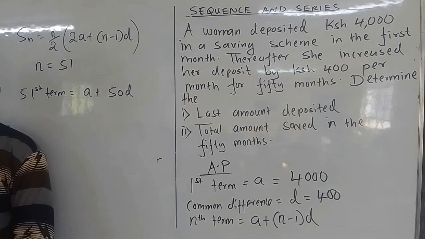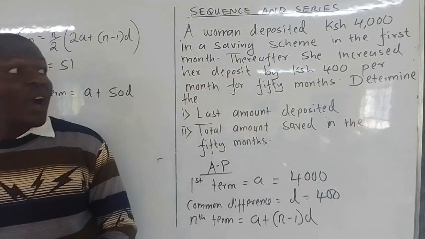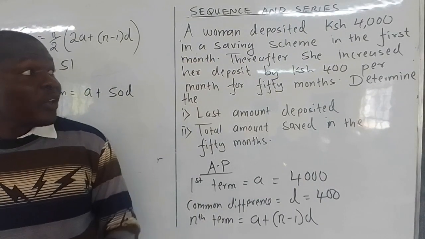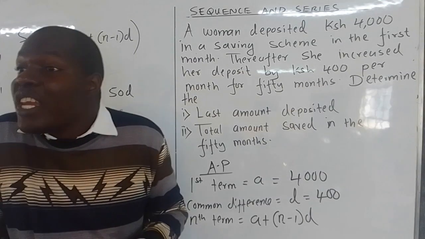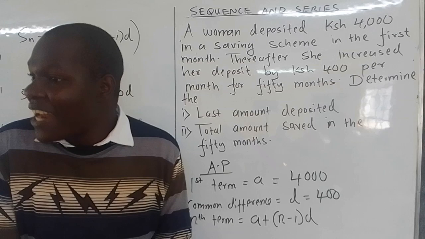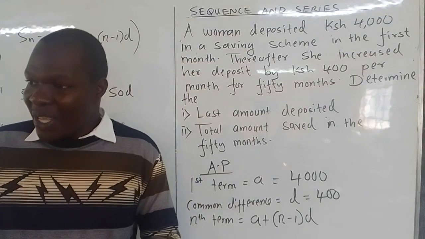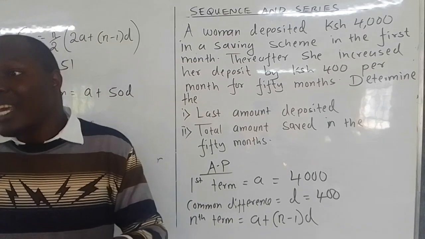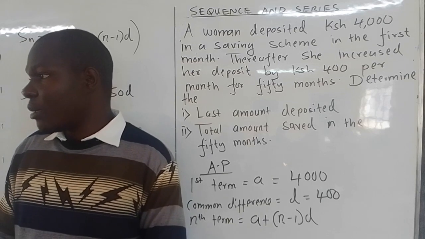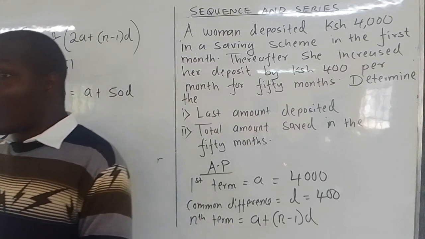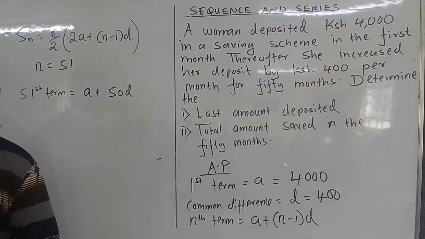Are we together? Remember the initial deposit was 4,000. So the 400 is just an increase, meaning the next deposit she will deposit 4,400. An increase. Are you getting that? Then in the next month she adds another 400 on top of that, progressively, isn't it? Are we together?